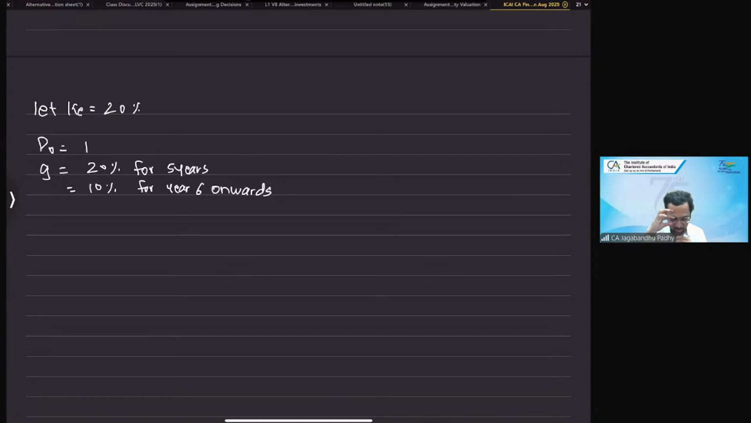Okay. So D0 is 1. Growth rate is 20% and 10%: super growth rate from year 1 to 5, and 10% thereafter. Okay.